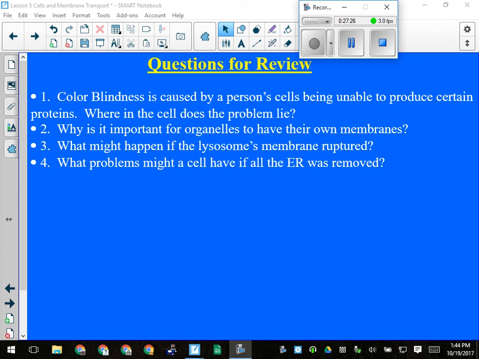All right, so let's have a look at these questions here. Question number 1, color blindness is caused by a person's cells being unable to produce certain proteins, not all proteins. So where in the cell does the problem lie?